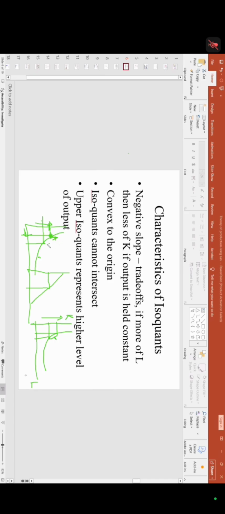So you are going to shift from A to B. Okay? You are going to shift from A to B. What happened? So at the A level, A point, you have used this much of capital.